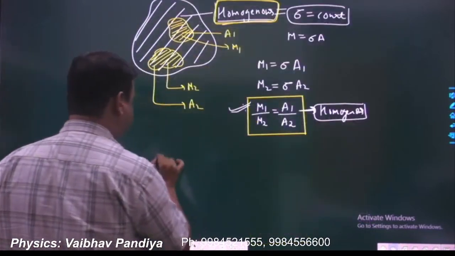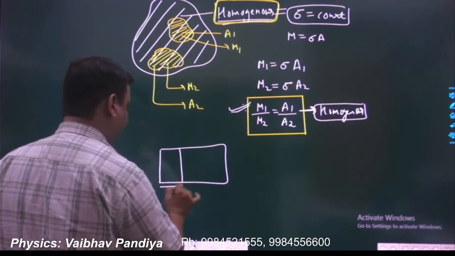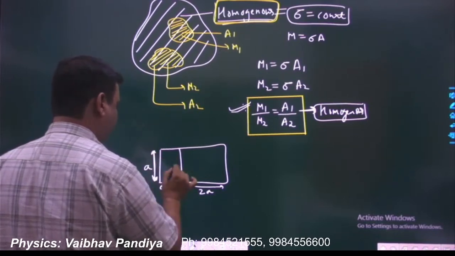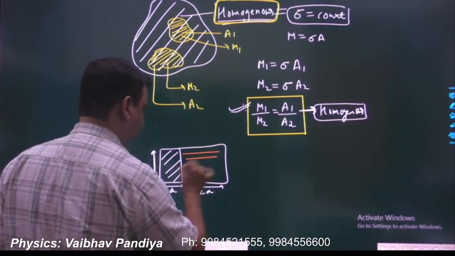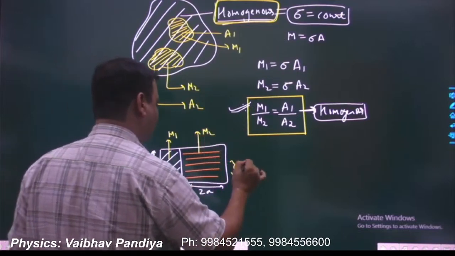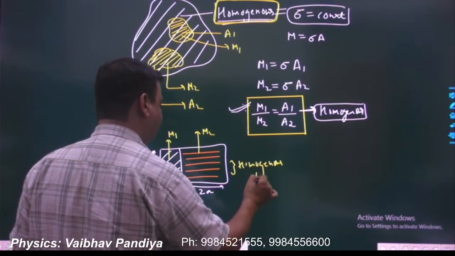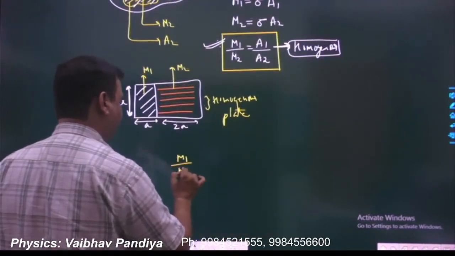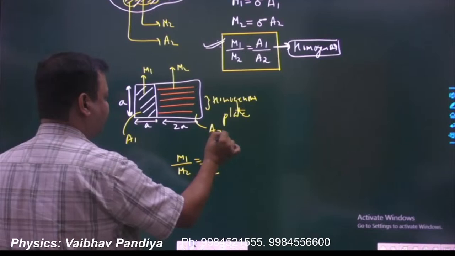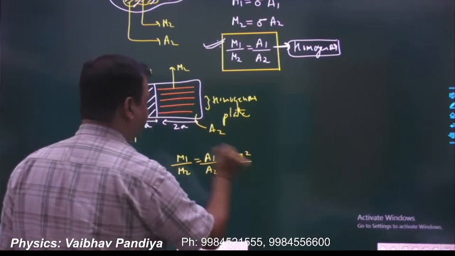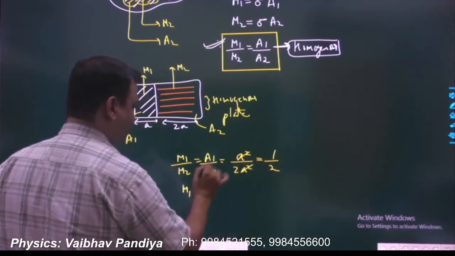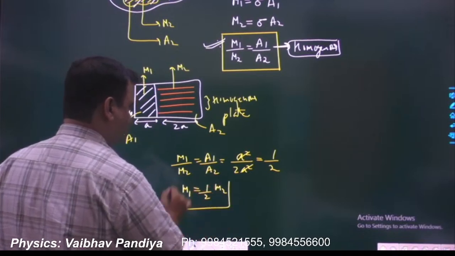So suppose we have a plate something like this, and this side is A and this is your 2A. And this is also say A, and we are dividing it into two regions. Say this has a mass M1 and this has a mass M2, and it's a homogeneous plate, everywhere sigma is the same. So you can write M1 by M2 is area 1 by area 2. This plate portion has area 1, and this plate portion has area 2. So this will be length into breadth, a square, and this will be 2a into a, 2a square. So a square will get cancelled away and you'll get 1 by 2. So M1 comes to be half of M2. This is the relation between M1 and M2.